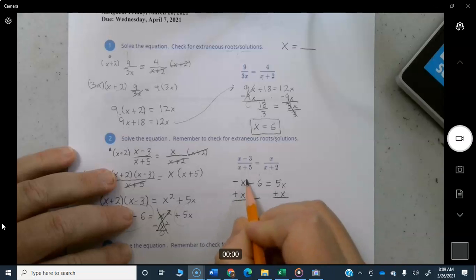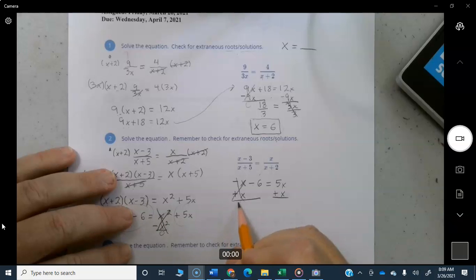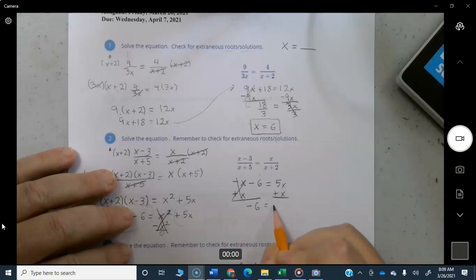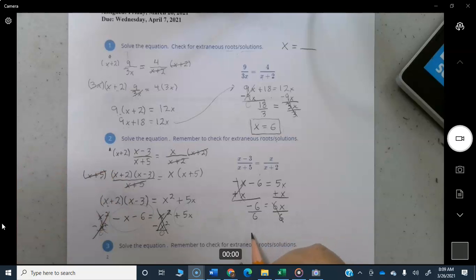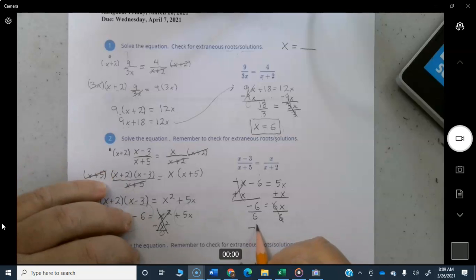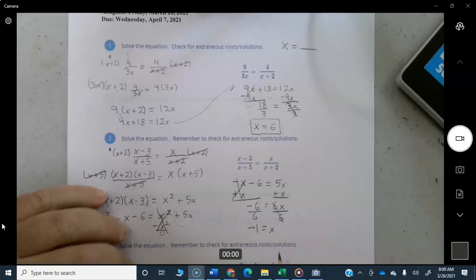So negative x plus x goes away. Rather than writing zeros down there, I just cross it out. Then you have negative 6 left there, and then 5x plus x is 6x. Divide both sides by 6. That cancels, and this negative 6 over 6 is negative 1, equals x.